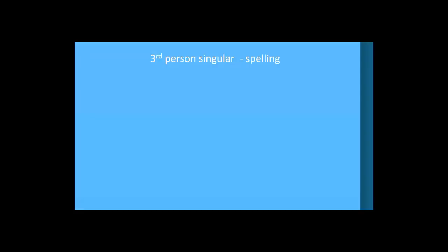So now we're going to look at some spelling rules of the third person singular. Okay, so the first rule in general, when we have a verb, to the base verb we normally add an S. Okay, and that's a general rule. So for example, we've got the verb here, read. If it's third person, for example, he, then we add an S. He reads his newspaper every day.